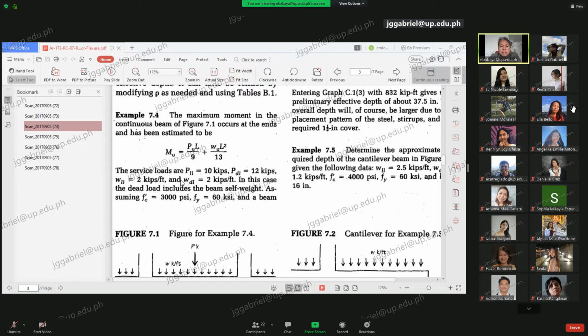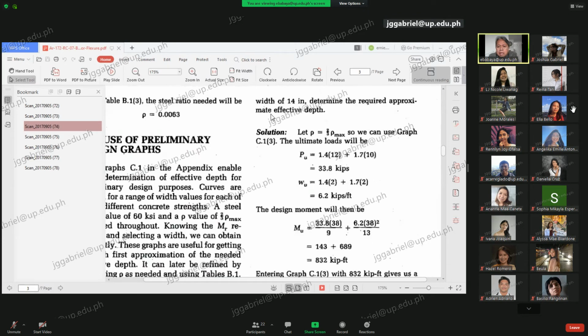Assuming f'c is 3000 psi and fy equal to 60 ksi, and a width of 14 inches. So width is given. Determine the required approximate effective depth. Now using the graph C1.3, I've given you the appendix. Kindly look at C1. Your rho, which is equal to 2/3 rho max, is the rho that will be used.